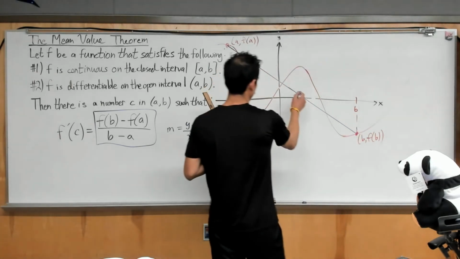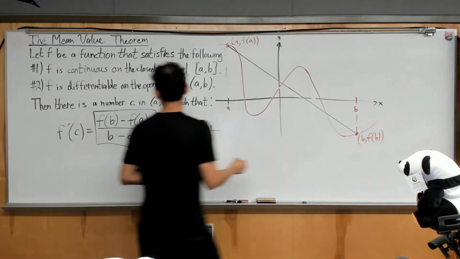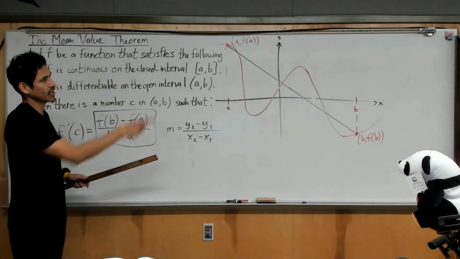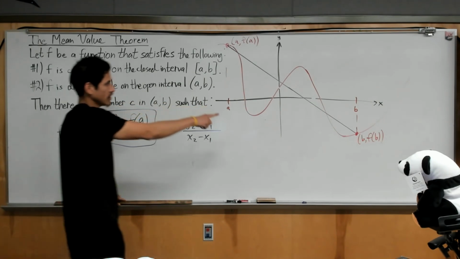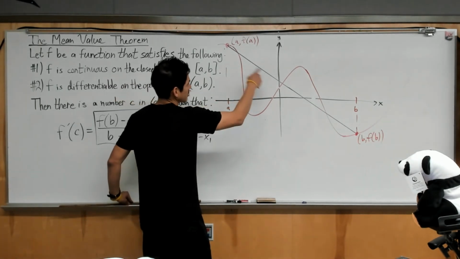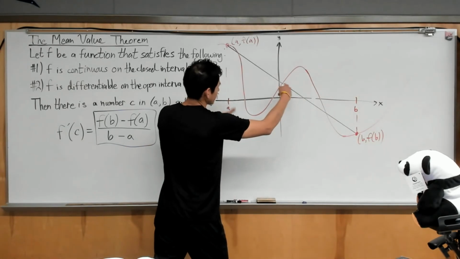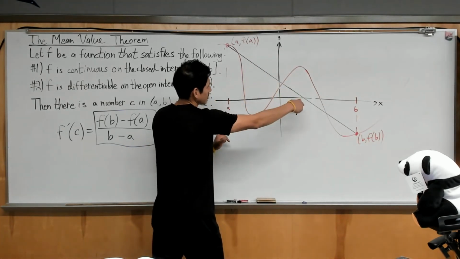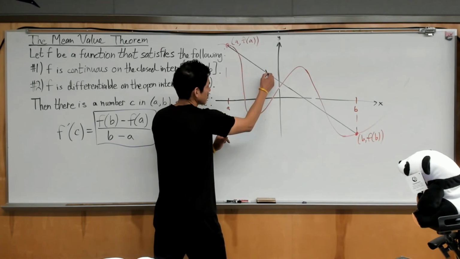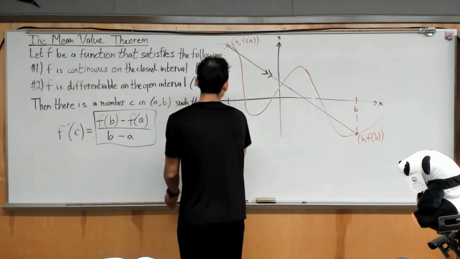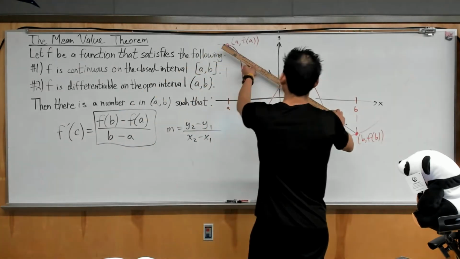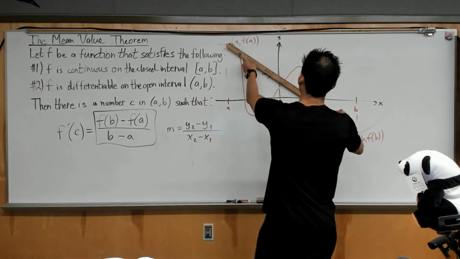All right, so here I have another line. This is going to be the right side of the equation. It's basically saying there are going to be points between A and B where I can have tangent lines that are parallel to this line. And let's see where that would be. We could probably have one.